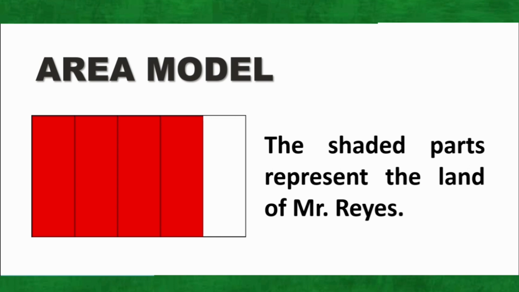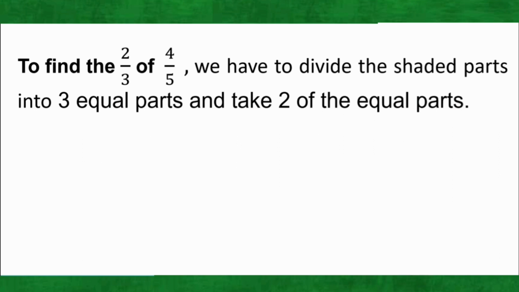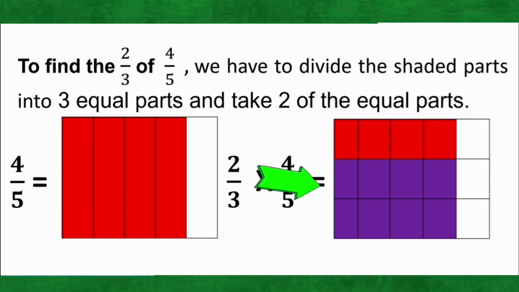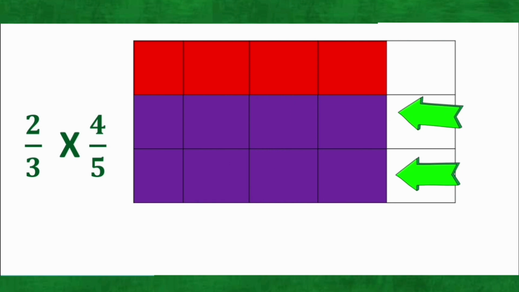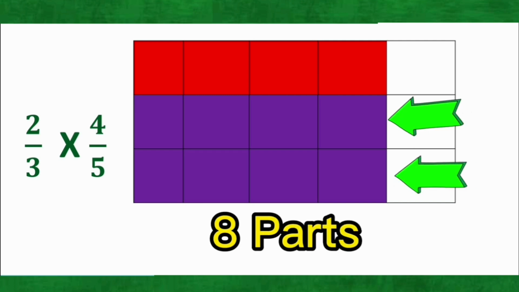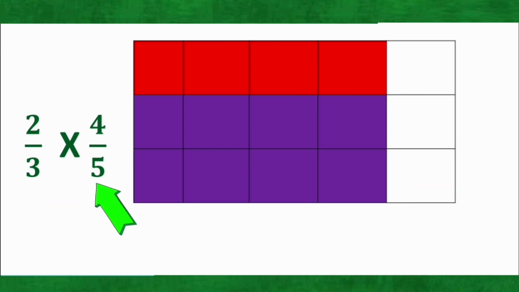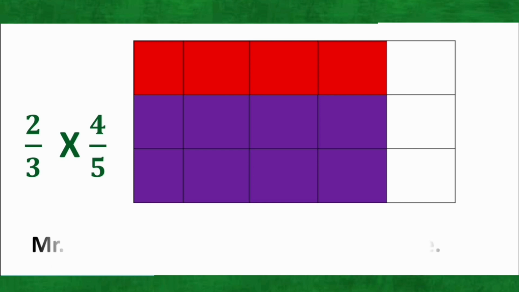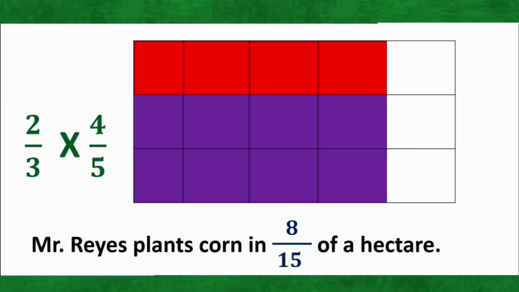To find the 2/3 of 4/5, we have to divide the shaded parts into 3 equal parts and take 2 of the equal parts. The part of the whole representing the product of 2/3 and 4/5 is the region that has been shaded twice. Notice that the rectangle has been divided into 15 parts and 8 parts are shaded twice. So, 2/3 times 4/5 must be 8/15. Therefore, Mr. Reyes plants corn in 8/15 of a hectare.